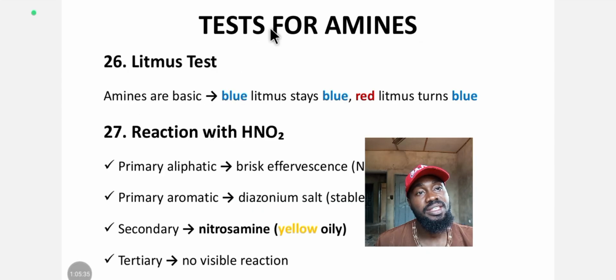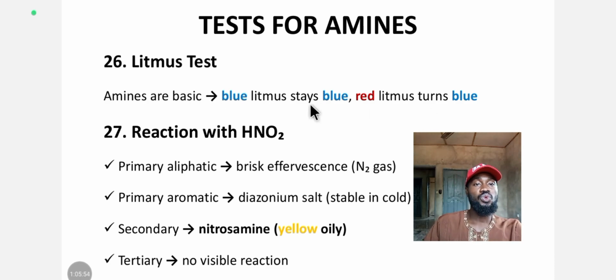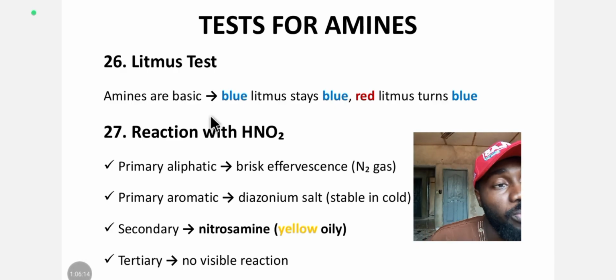The next we have here is test for amines. Under the test for amines, the first one we have here is 26. The litmus test is used for amines. And amines are basic. They are bases. You understand? They turn red litmus blue and blue litmus stays blue. So when you use a blue litmus paper on them, it continues to stay blue, and a red litmus paper turns to blue. That tells you that amines are basic, or they possess the properties of bases.